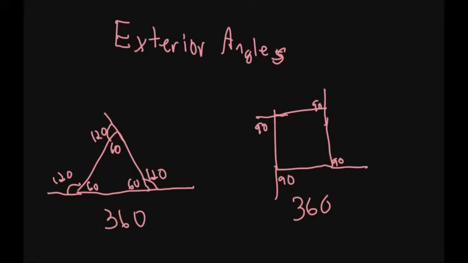So if you need to find the exterior angle of any shape, you're going to divide 360 by the number of sides. I think I said that backwards. You're going to divide 360 by the number of sides. So let's try that on a couple of figures we don't know.